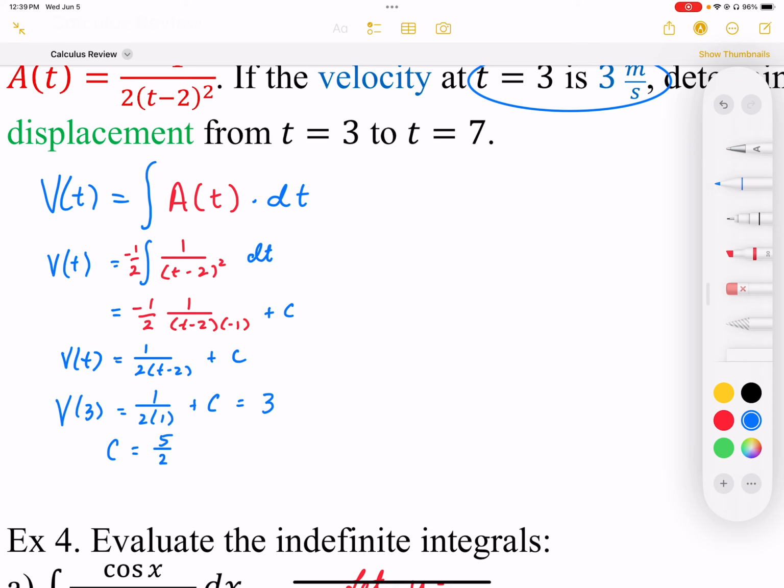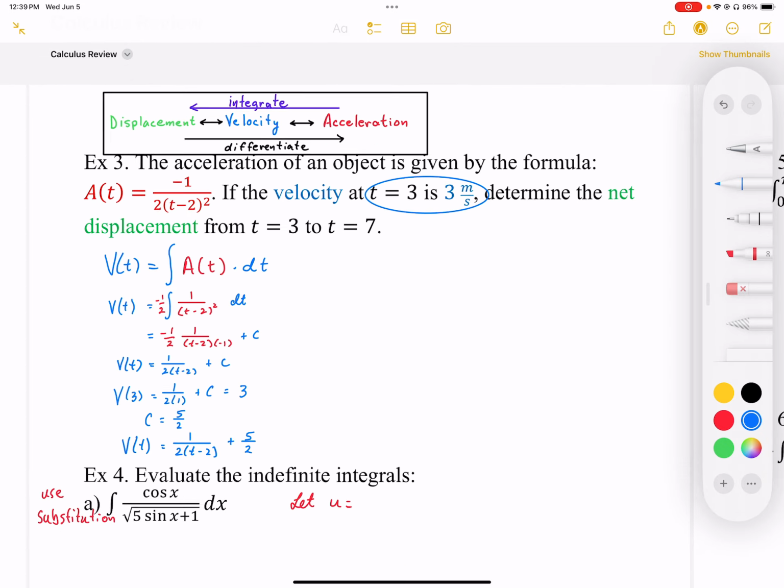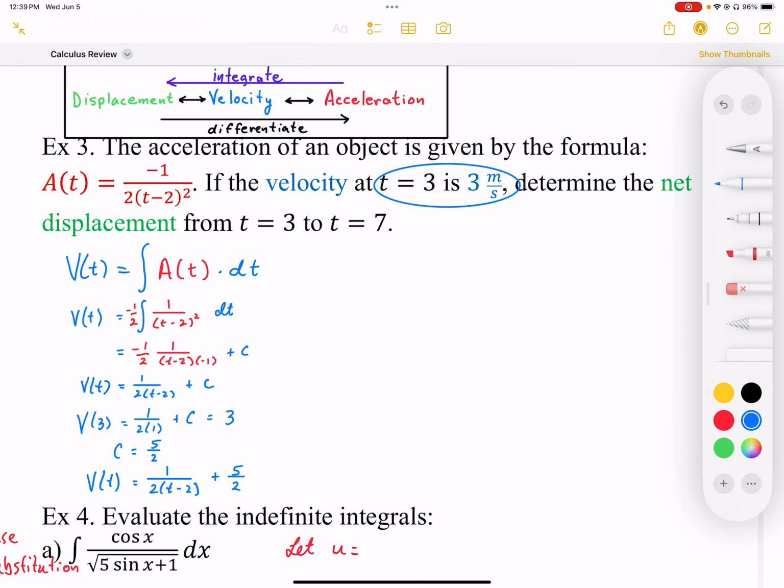That gives me my final velocity function as v of t is equal to 1 over 2 bracket t minus 2, and then plus c is going to be plus 5 over 2. Okay, so now I've established my velocity function. The question is asking about displacement, so then I need to set up my displacement. I don't actually need to find the displacement function, I just need to find the change in the net displacement, or change in d.